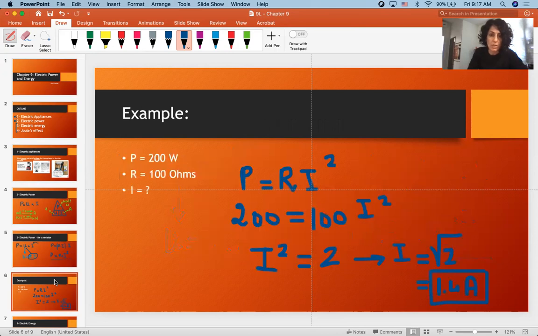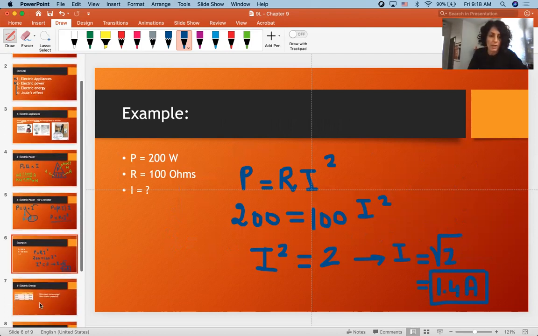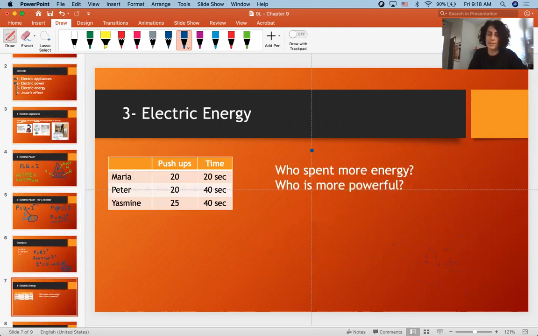Now, this is an example where you needed to find the current, and you did a lot of these in the problems that we did in the book. Now the first new slide is this, electric energy. And for me to be able to discuss electric energy, I took an example that I thought was funny. So Maria, Peter, and Yasmin are doing push-ups and timing themselves.